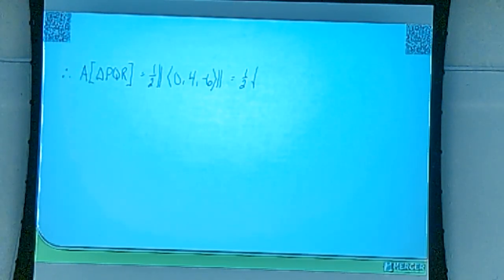16 and 36, 52. Is that right? 52 is 2 times 26, but then that's also, so it's 4 times 13. What's half of 4? That area, 2 root 13.